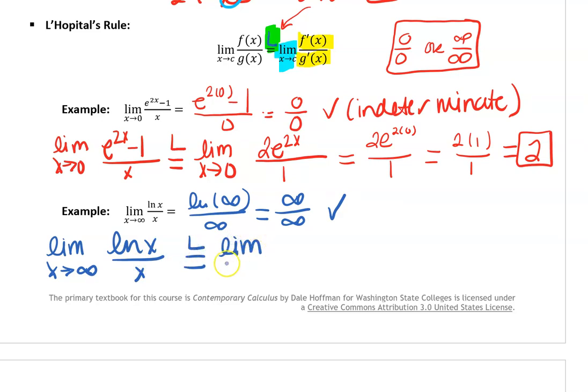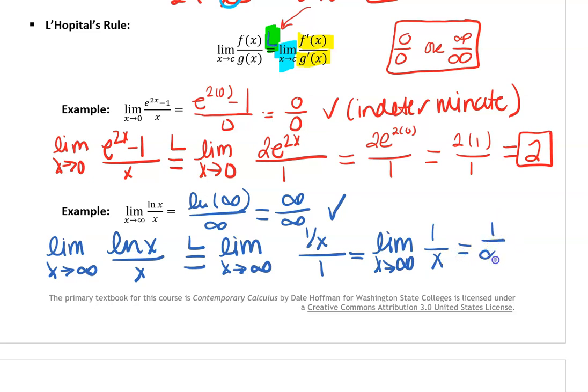I'm looking at the limit as x approaches infinity. The derivative of ln x is 1 over x. The derivative of x is just 1. Got it? Too many equal signs there. And so then this would just be equal to, notice I did not say under L'Hopital's rule because I'm not taking derivatives and applying again. I'm just cleaning up this function. And then that goes back to the previous section of 1 over infinity, so 0.